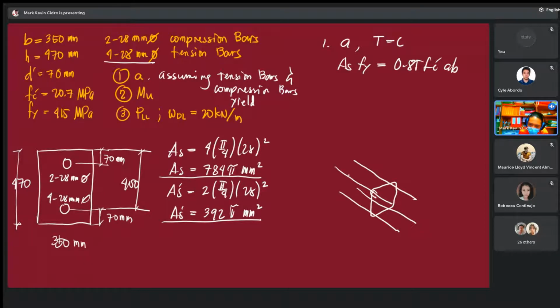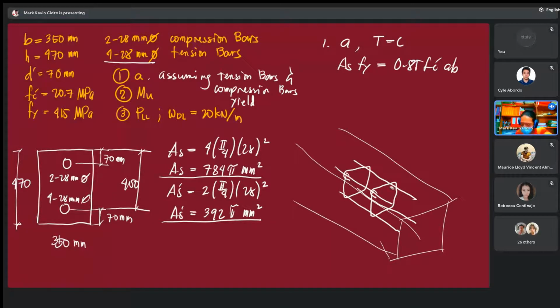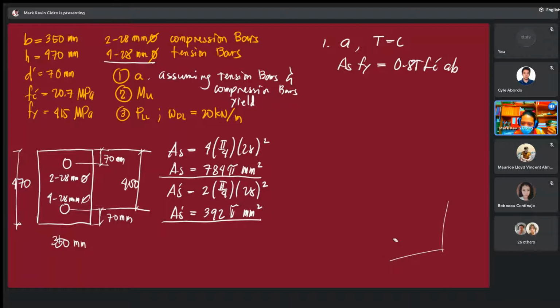I don't know if you get my drawing. Anyway, the top bars may not be included in computing the strength of the section, because they are just there for the stirrups. So that's why we just assume singly reinforced. Let's check if it is indeed doubly reinforced.